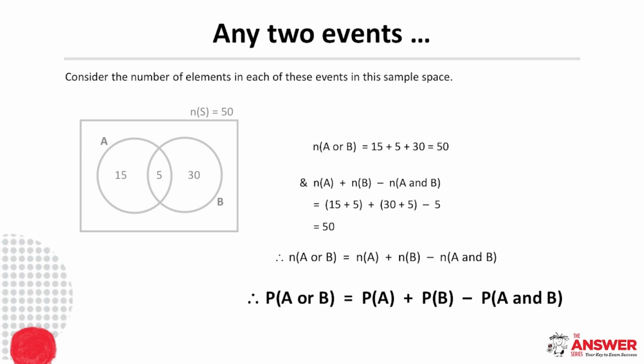Now let's consider what is true for any two events by looking at the following example. Here the number of elements in A or B is 15 plus 5 plus 30, which equals 50.